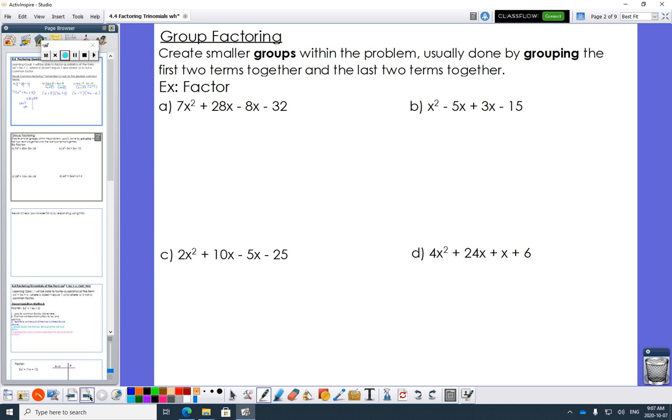So we're going to group two terms together. If it helps you, draw that in. So now we're only looking at what's the greatest common factor between 7x squared and 28x. So what I'm going to try. Can I divide by 7? Yes. Oh, I can even do x.